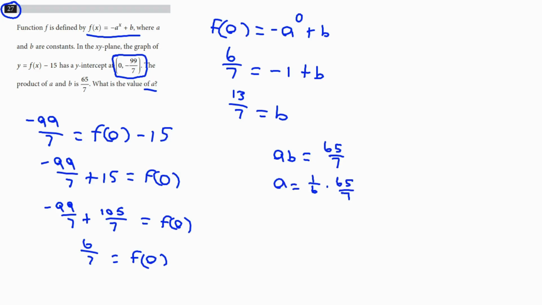And then now if we plug in b, which we found, so it's 1 over b, so we're just going to flip the b we found. So that'll be 7 over 13 times 65 over 7. Would you look at that? The 7s will cancel. And then a is going to equal 65 over 13, which is just going to be 5.